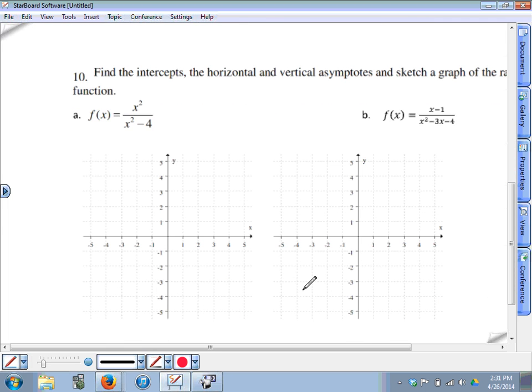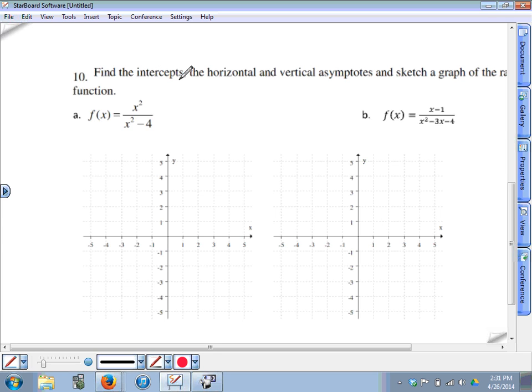Question 10 is from section 4.6. These are rational functions. This has been a topic that's shown up quite a few times on bonus sections of your exams. And it still seems to be a topic that a few of you seem to have gotten, and most of you still need a little bit more practice on this.